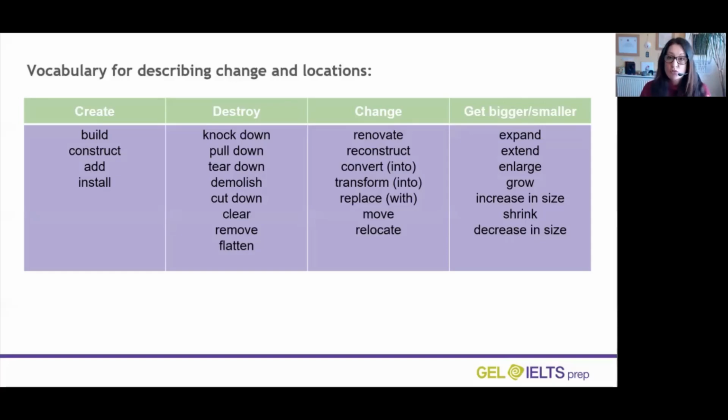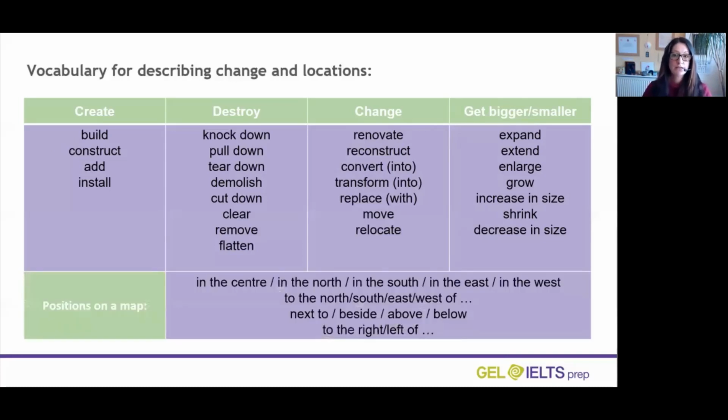If something has got smaller, maybe something has been reduced, we could say that it has shrunk or decreased in size. So this is some useful vocabulary that we can use to talk about the different changes that we might see in the buildings or natural spaces in the maps that we get. Another very important thing with maps is describing where on the map we see these things. So it's really important that we think about different phrases that we can use to describe those locations. We can see some examples here on the screen.